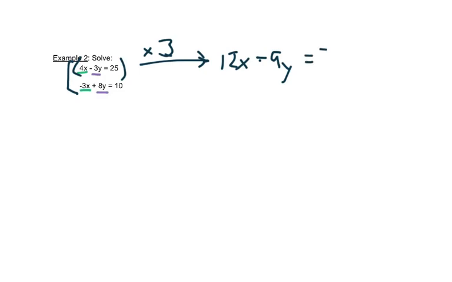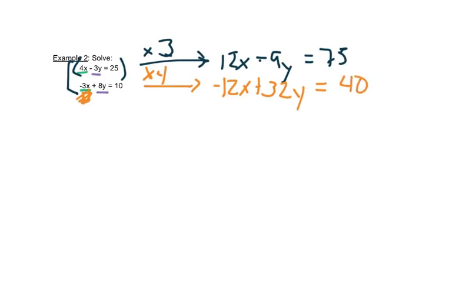And then 3 times 25 is 75. Now in this bottom equation, in order to get a 12 in front of the x, I'd want to multiply by a 4. So that gives me negative 12x, times 4. 8 times 4 is 32y. And then 10 times 4 is 40.